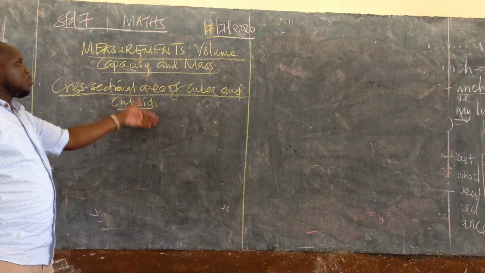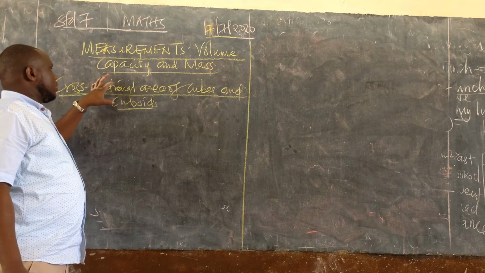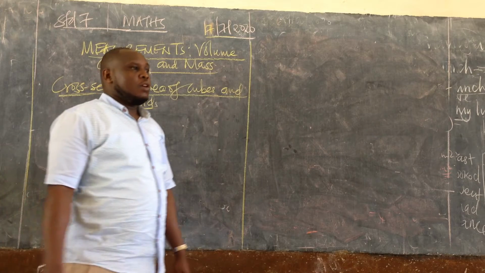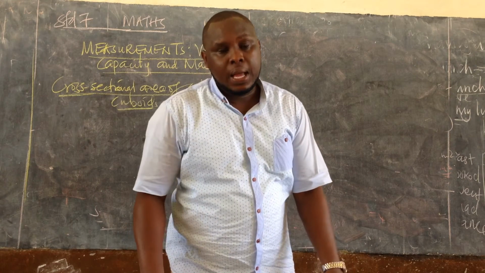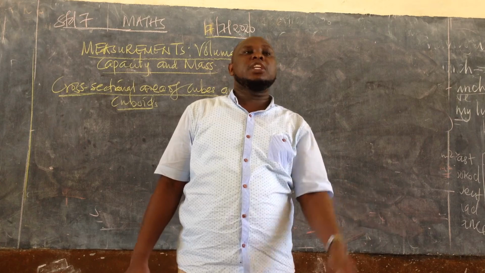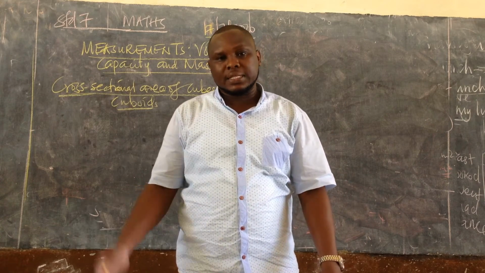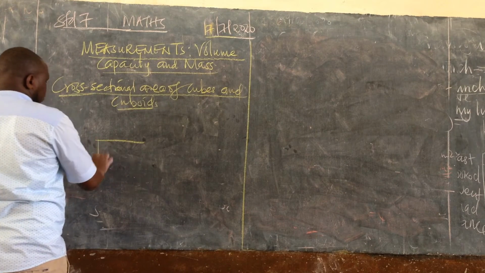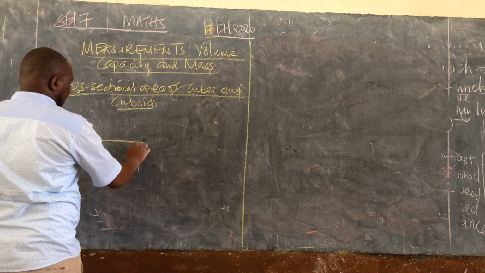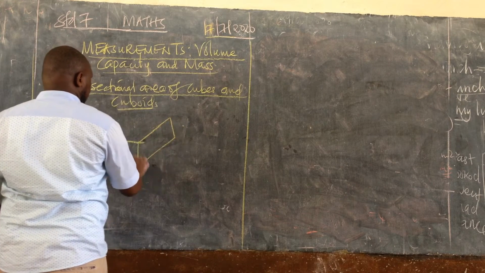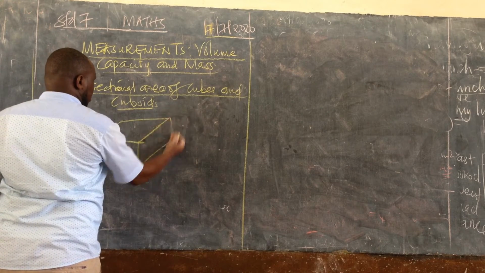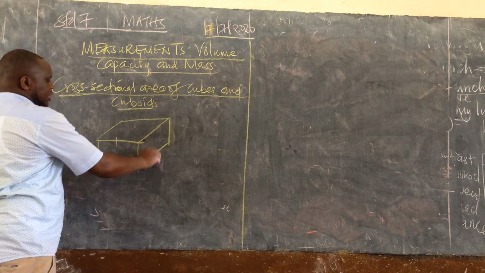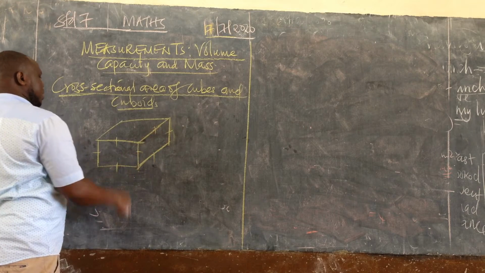Because from here, we're going to be able to get the volume, and then the volume can be converted to capacity. Remember, volume and capacity are not the same thing, but they are related. One is given in cubic units, the other one is given in liters and milliliters. So I'm going to draw a cube here. A cube is a shape that has all sides equal, meaning that the length, width, and height are all equal. That is what we mean by a cube.